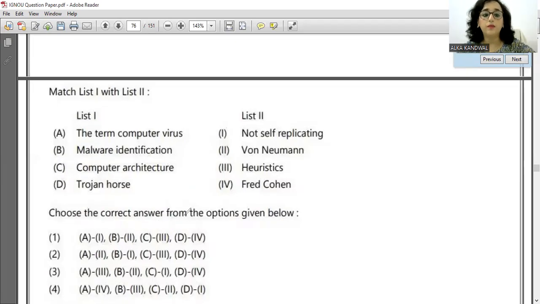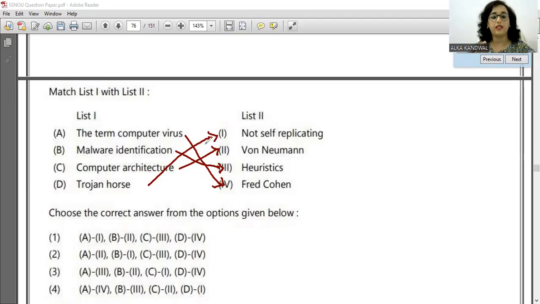Now, the term computer virus. Who gave the term computer virus? Yes, Fred Cohen. So Fred Cohen will be for the first one. Malware identification, that is the heuristics. I gave you in the previous session also that computer architecture was given by John von Neumann. So this is the answer. Trojan horse is non-replicating. खुद से replicate नहीं होता है.